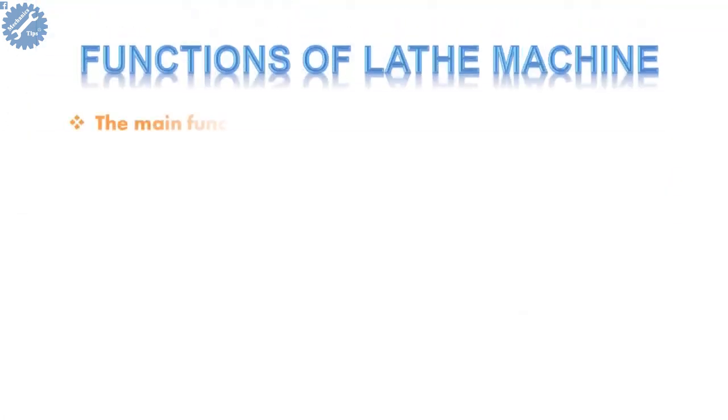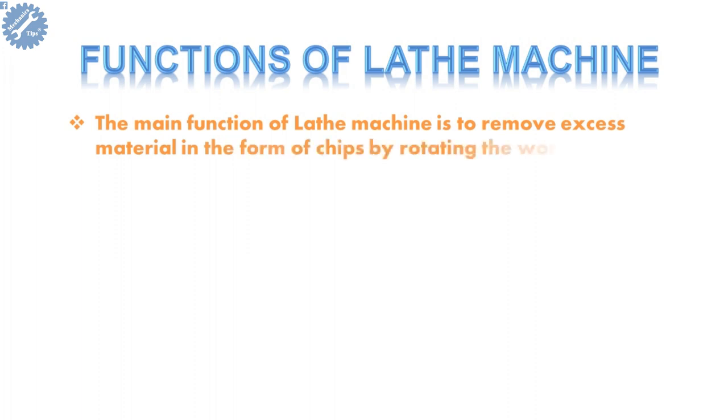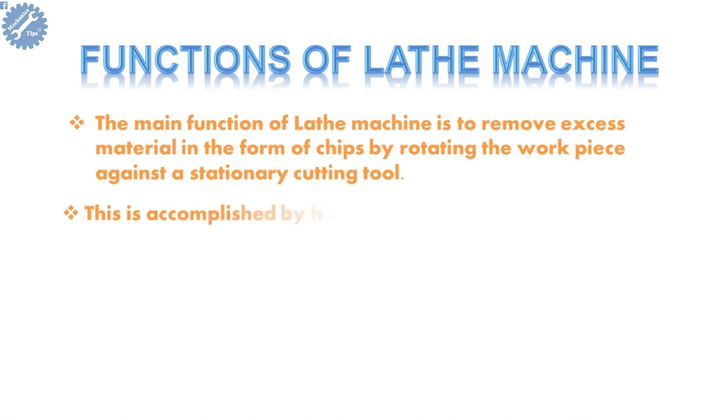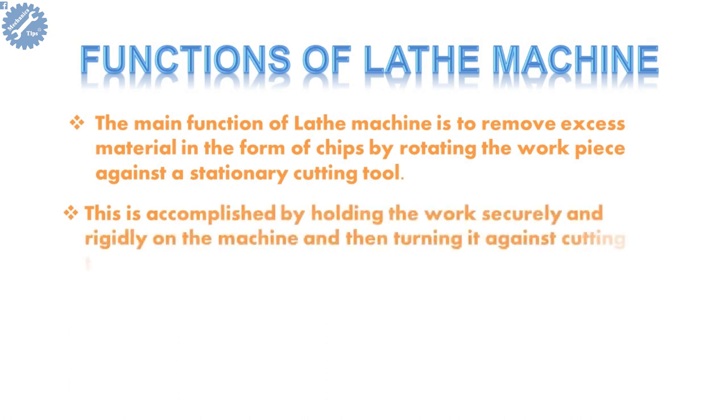Functions of lathe machine: the main function of a lathe machine is to remove excess material in the form of chips by rotating the workpiece against a stationary cutting tool. This is accomplished by holding the work securely and rigidly on the machine and then turning it against the cutting tool, which will remove metal from the work.